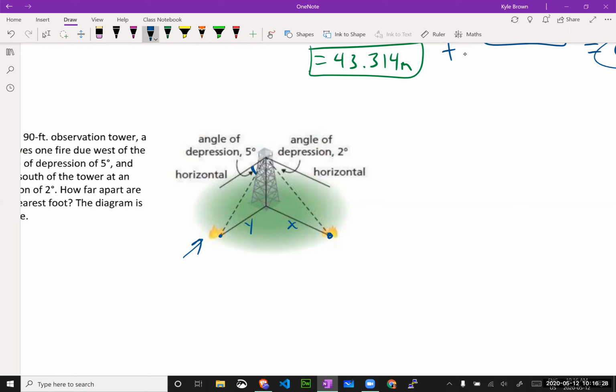Okay? So what do we know? Well, they said this was 5 degrees. You see that's kind of outside of the triangle, though, like the one I'm looking at right now? I can use that 5 degrees to say that this one here must be 90 degrees straight out.